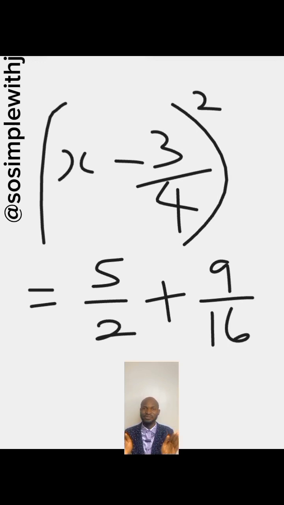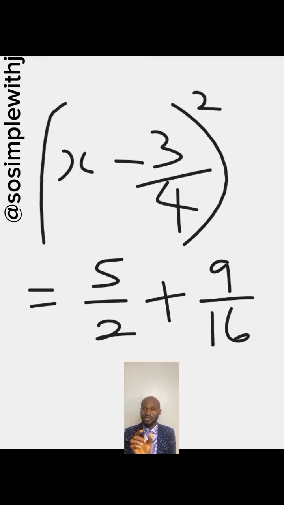That is very simple. But you're not done with that yet, because you still have to find the LCM. Now you have 5 over 2 plus 9 over 16. For the 16 and 2, you have to find the LCM, and it's very, very simple. The LCM of 16 and 2 is just going to give you 16. So 2 in 16 is 8.